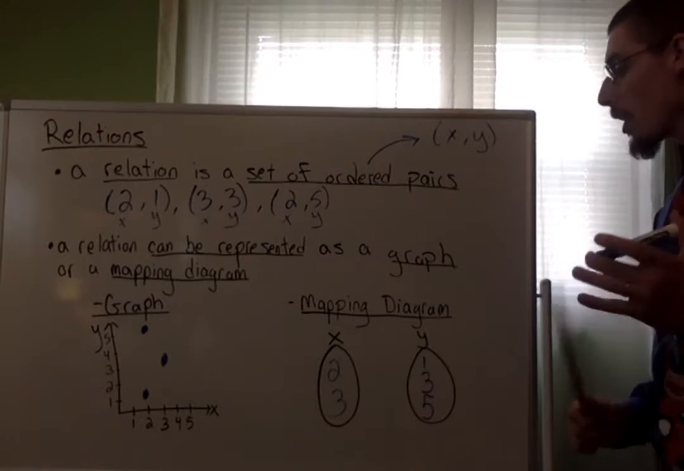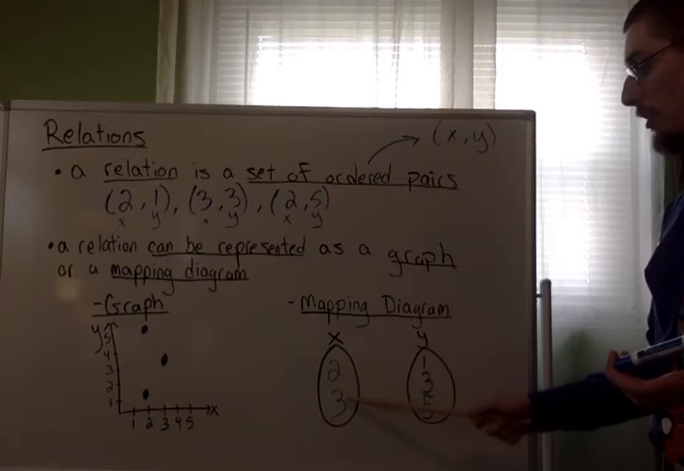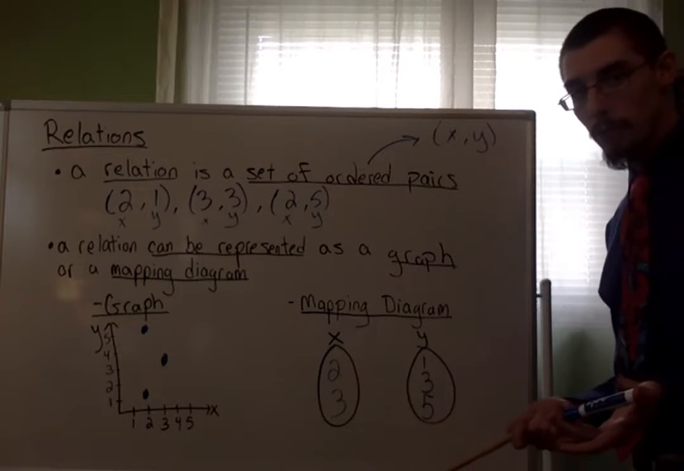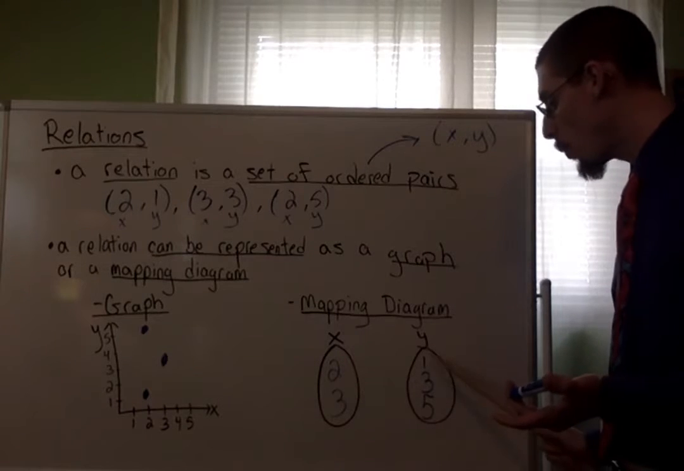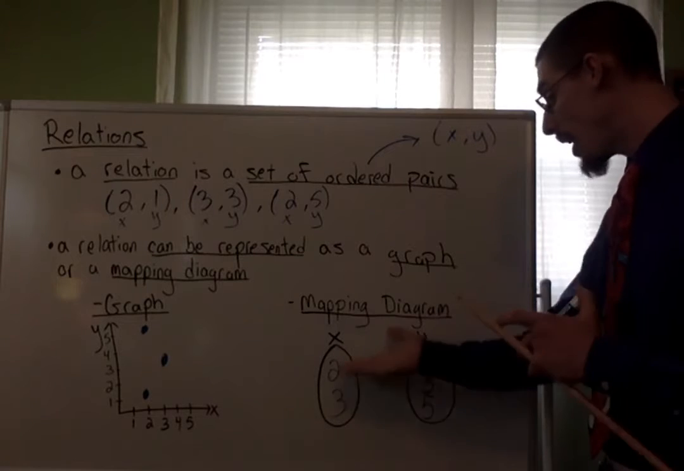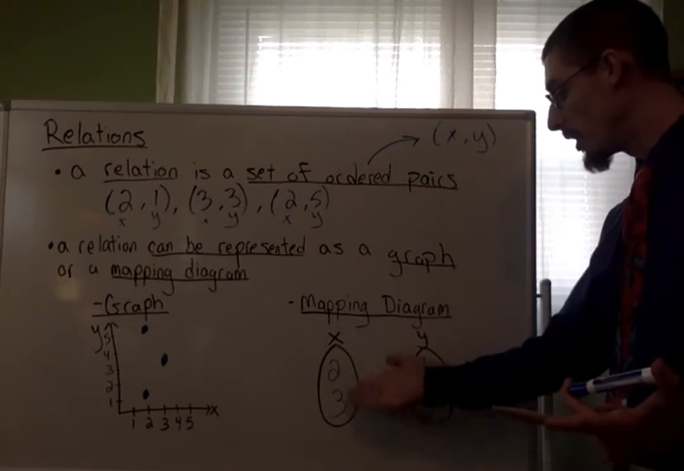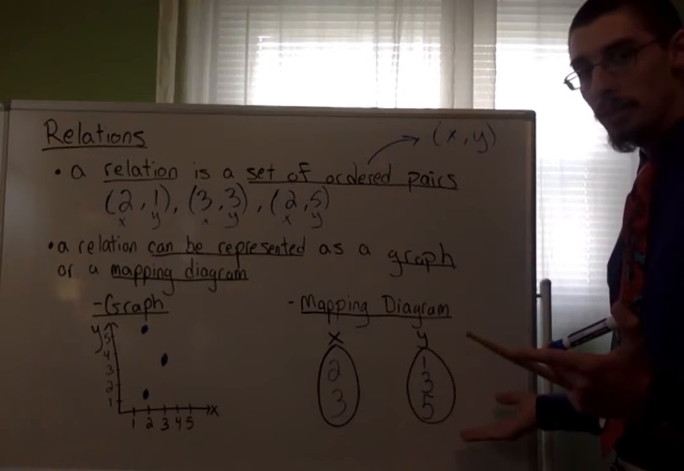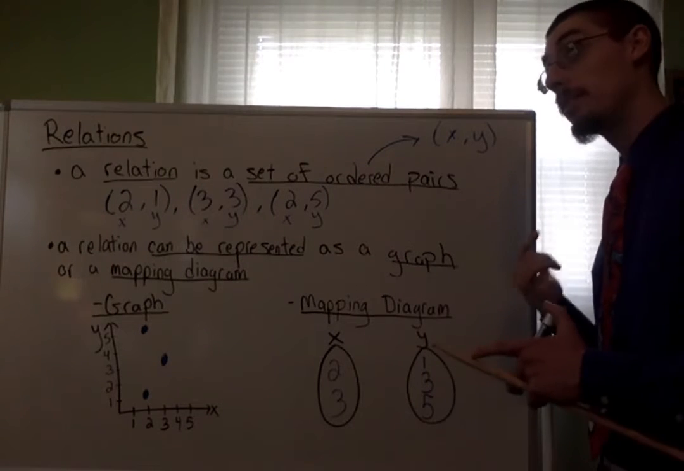So, first things first. The numbers go in order, right? 2 and then 3, 1, 3, and then 5. So right now you're just looking at a list, right? This is just a list of the x's and a list of the y's, which is something we'll talk about in a little bit.